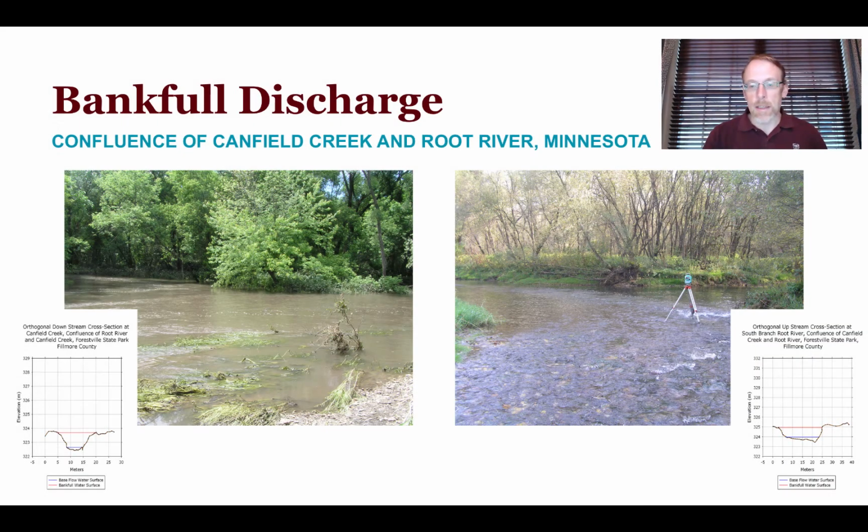Alright, so here's an example. This is the confluence. Coming in from the left side here, we have Canfield Creek, and coming in from the right side, the south branch of the Root River in southeastern Minnesota. So this is a confluence of two streams. This is at base flow conditions.